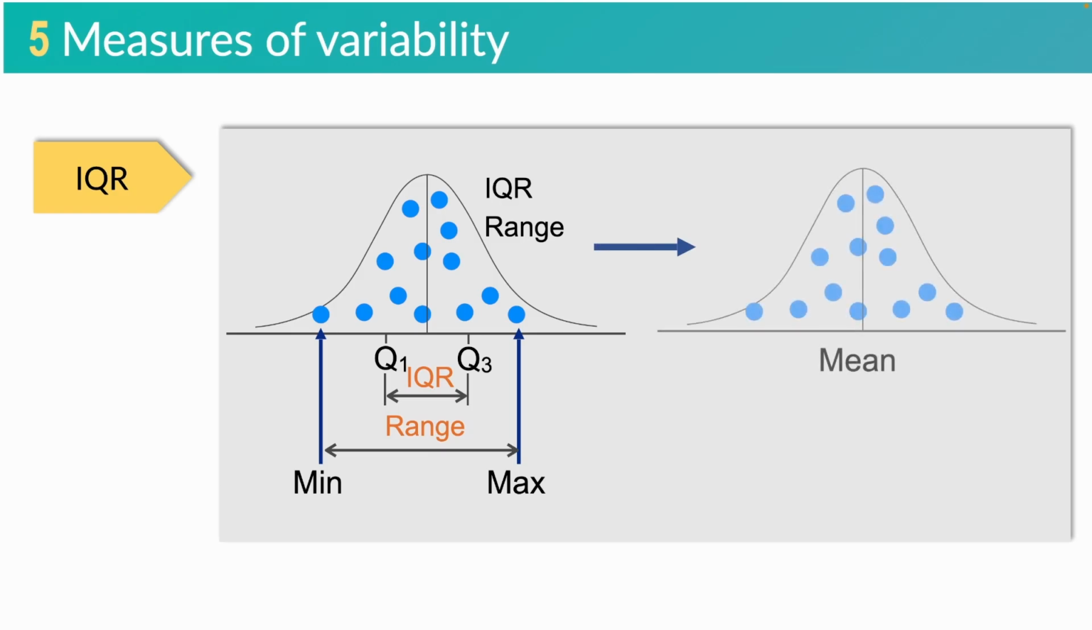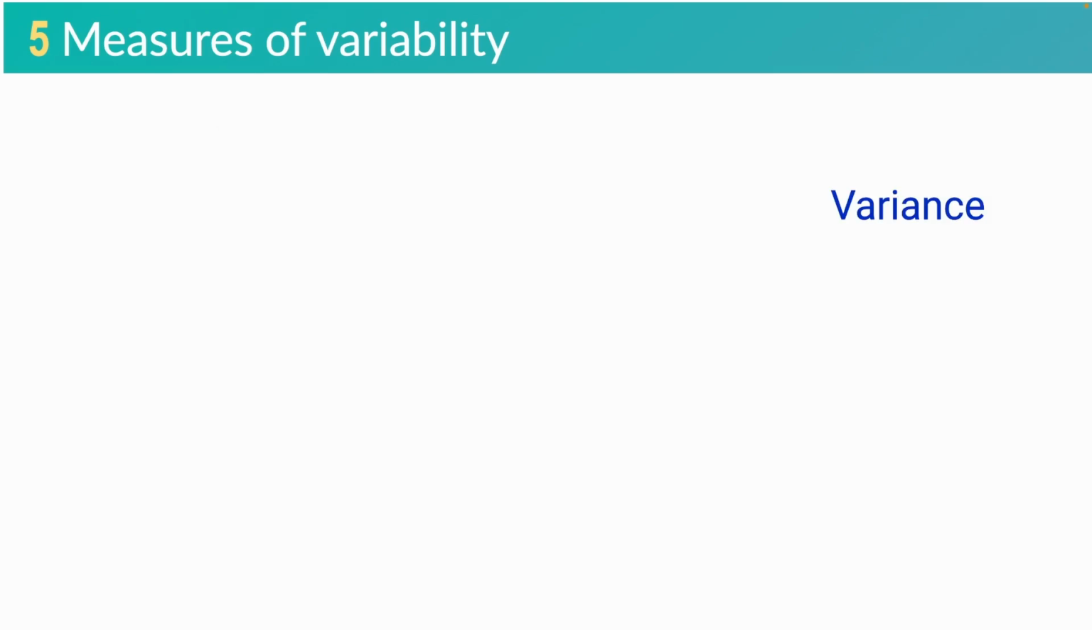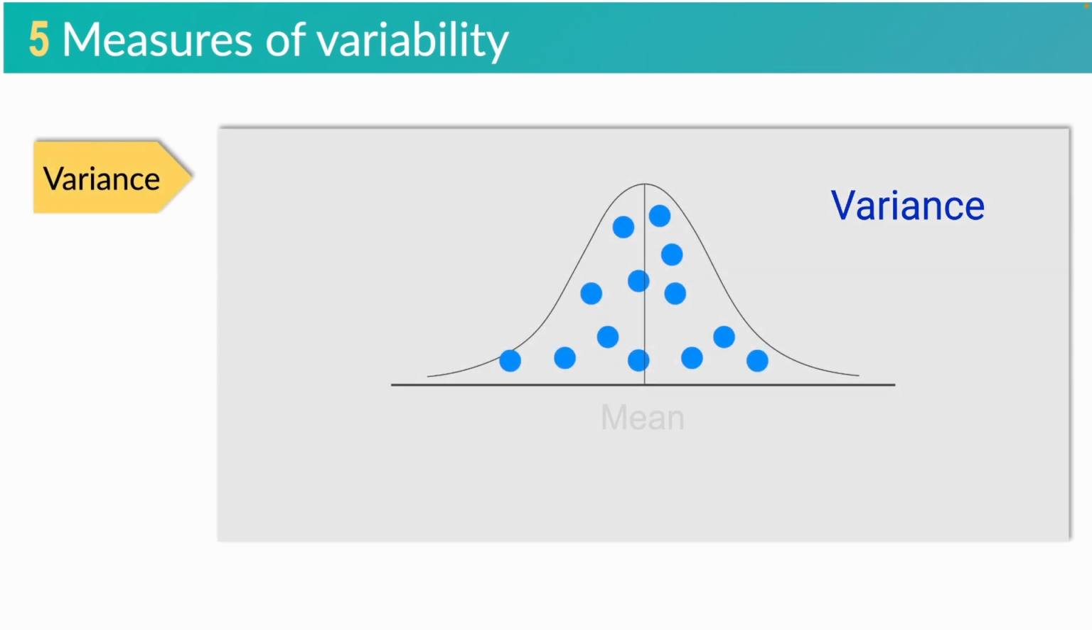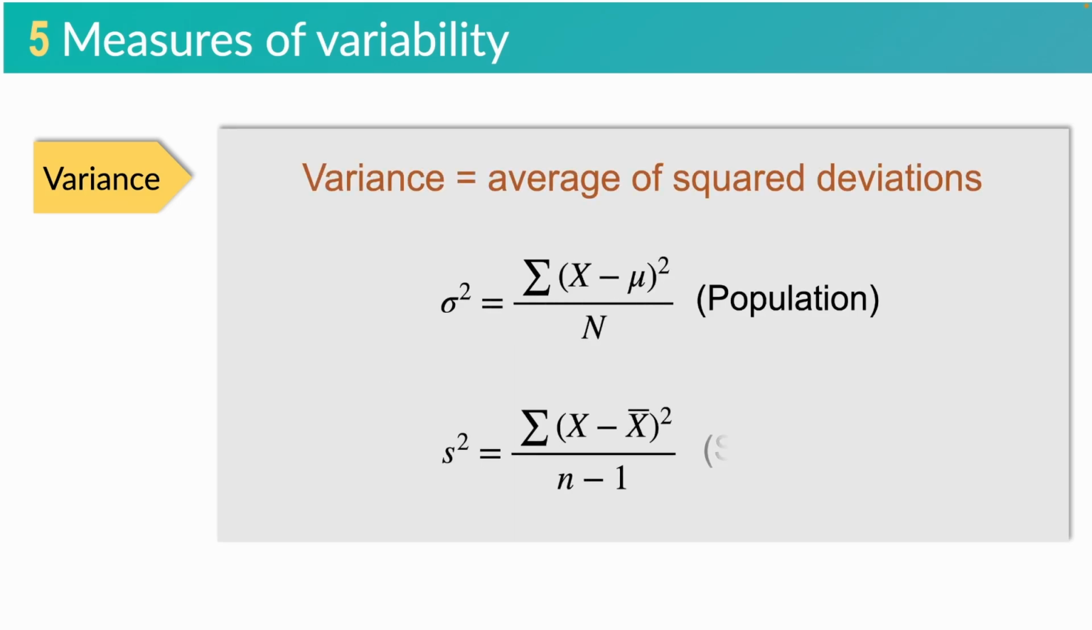Range and interquartile range describe some information about variability of the data. However, we still do not know how data deviate from the mean, an important measure of central tendency. What measure gives us that information? It is variance. What is variance? Variance is a measure that quantifies how observations of a dataset deviate from the mean. It is the average of squared deviations from the mean.